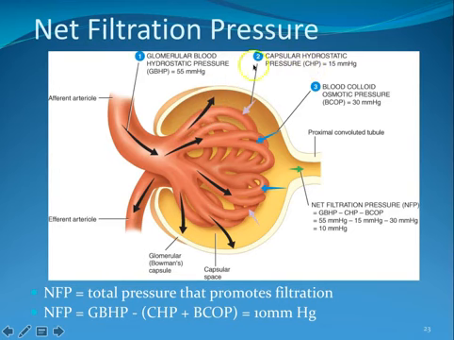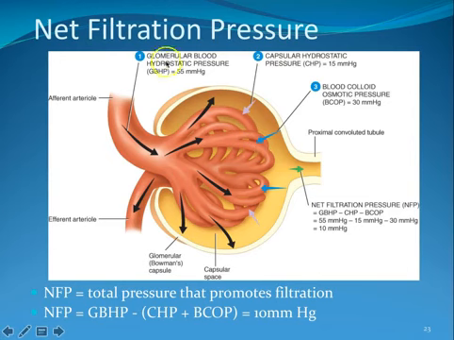Now we have capsular hydrostatic pressure opposing that. So that's basically the force of fluids filling up that Bowman's capsule, pushing back against the capillary. And then we have blood colloid osmotic pressure. Again, that is going to be the amount of solutes, the proteins, in the blood, pulling back on the water, causing that water to stay within the blood vessel.